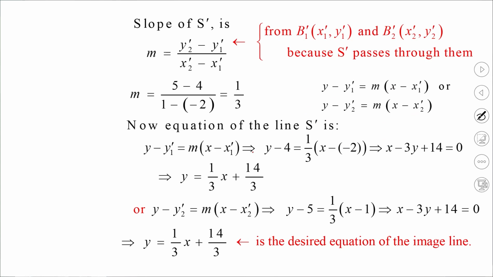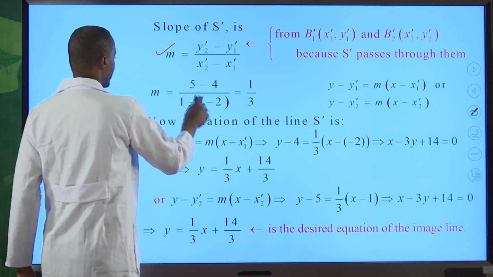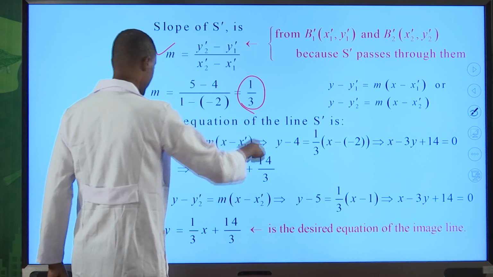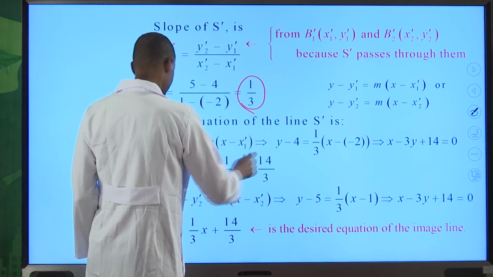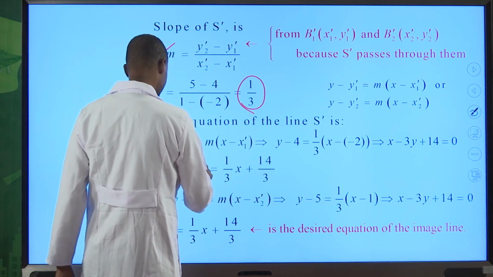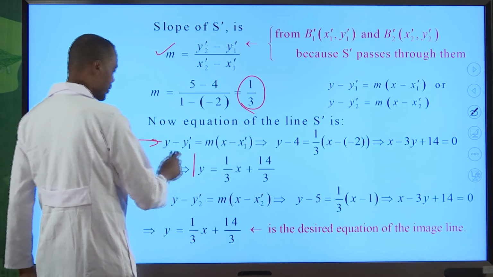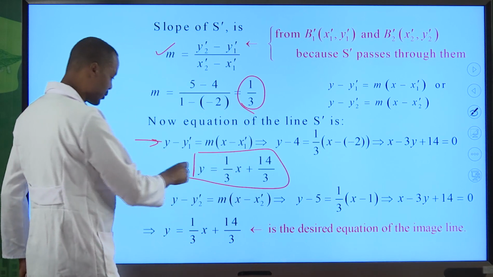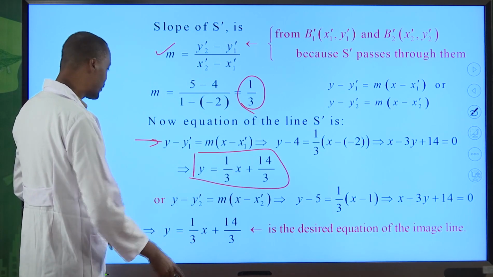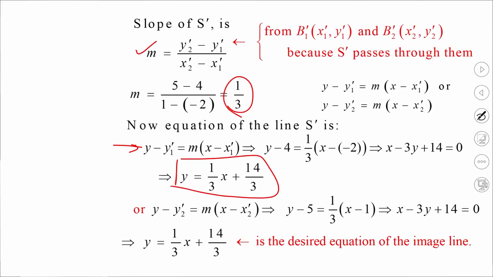So once we have the two image points B1 prime and B2 prime, from that I can get the slope to be 1/3. Now the equation of the line S prime is given directly by this formula. You simply plug in the formula I have discussed before, so you get y to be this one. Or, if you want to use the other point, the second point, you will also get the same result. The same result is always obtained, whichever point you use.